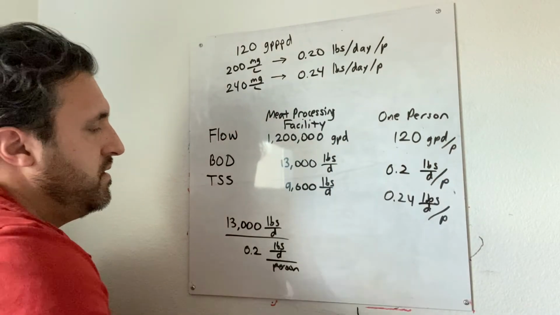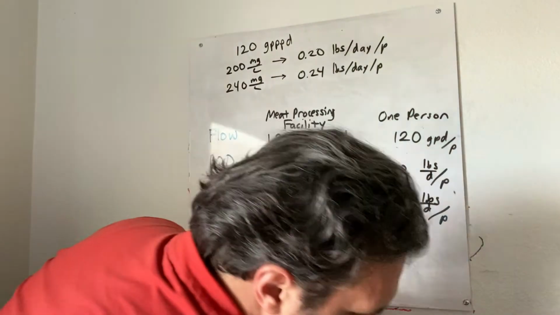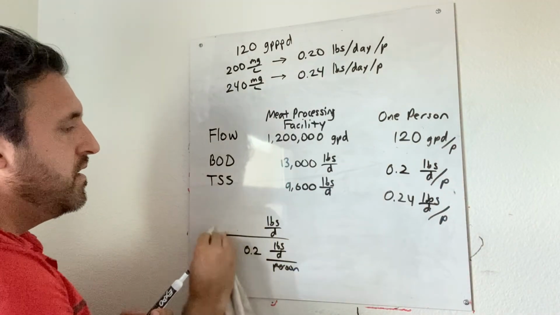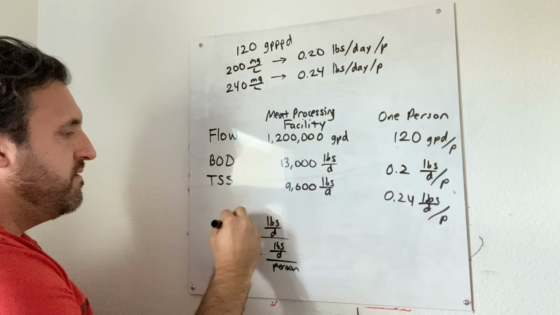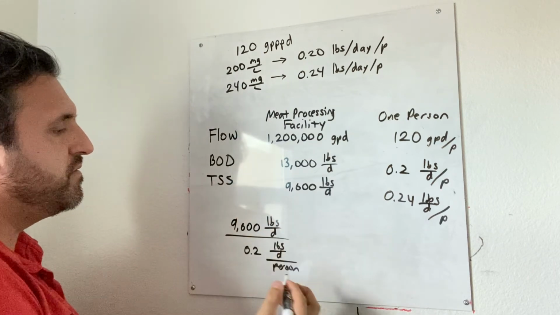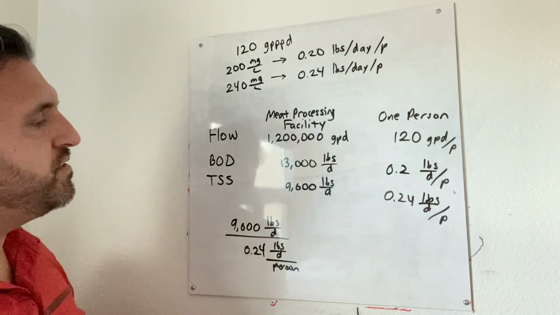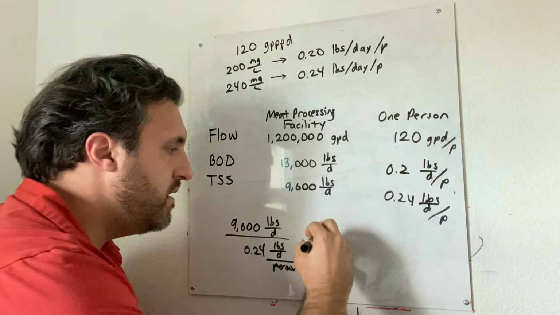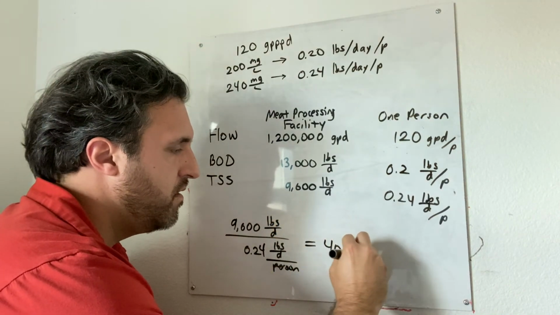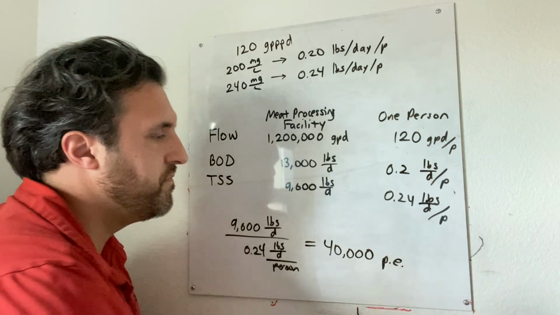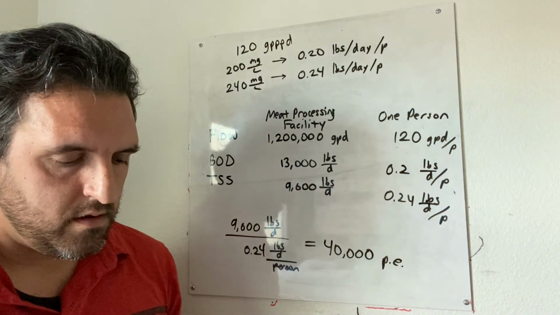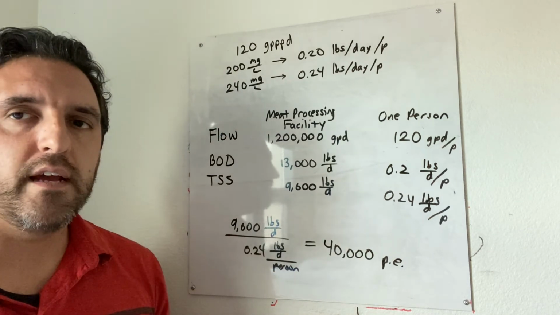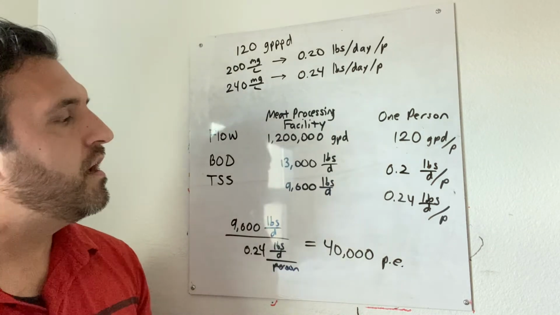Last one is our TSS. So that's the same setup as this BOD situation where we've got a loading of 9,600 pounds per day coming from the facility and 0.24 pounds per day per person. If we divide those numbers, we get 40,000 population equivalent, approximately. All right, so you can determine the population equivalence based on flow rate or based on any constituent for a given facility.